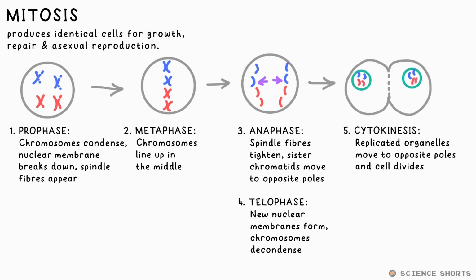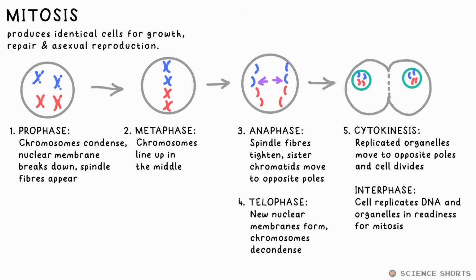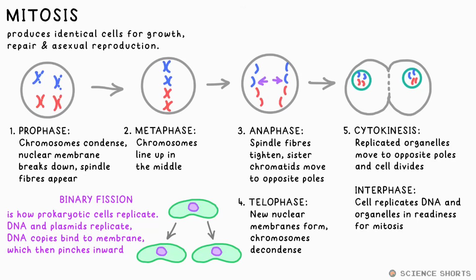Cytokinesis is then the process by which the other replicated organelles move to the side of the cell, then the cytoplasm divides, leaving two genetically identical cells. Before dividing, interphase is the period during which the cell replicates its DNA and creates new organelles in preparation for mitosis. Prokaryotic cells divide by binary fission.